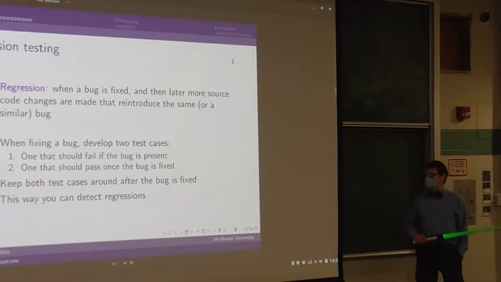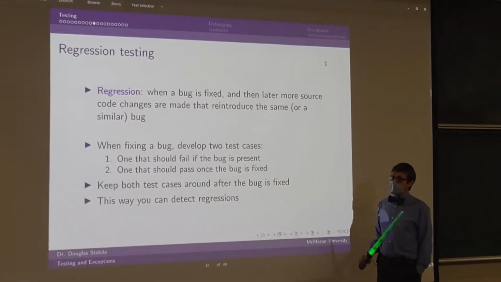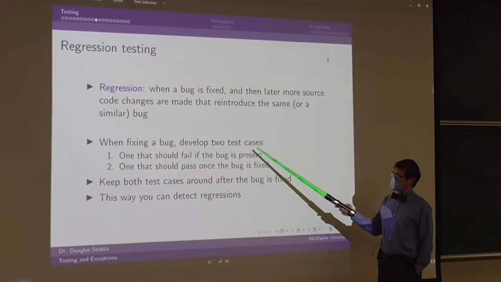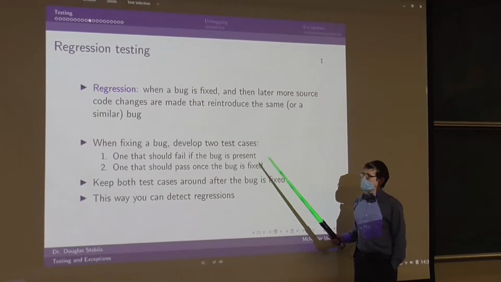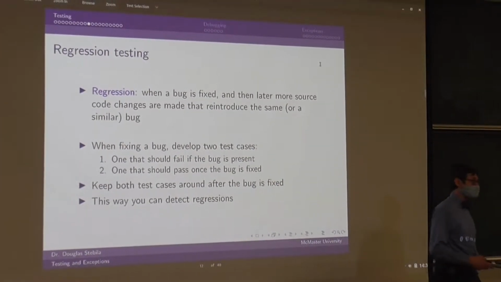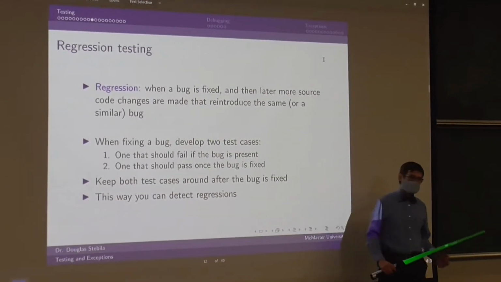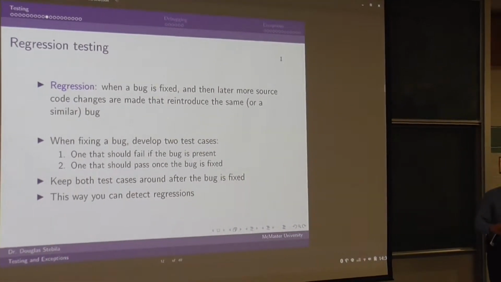So, when we fix a bug, if we perform regression testing, we should have 2 test cases. We want one test case that fails if the bug is present, and another that passes if the bug is fixed, right? That way you can come at the thing from both angles.